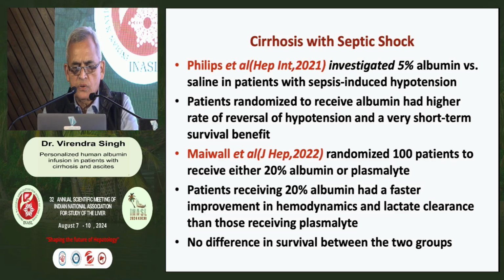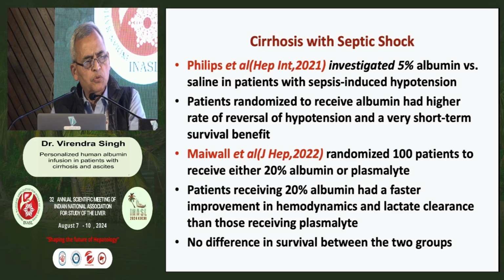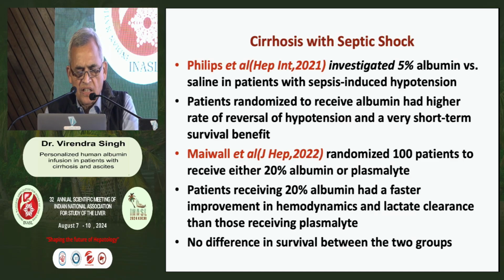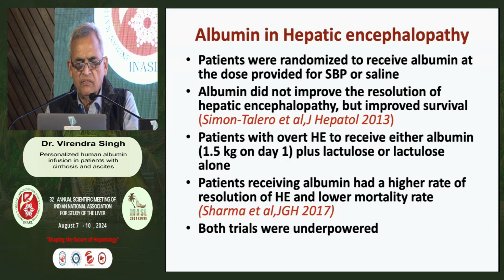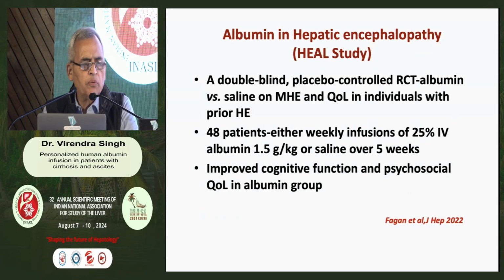Another study also studied 100 patients who received either 20% albumin versus Plasma-Lyte. The patients receiving 20% albumin had a faster improvement in hemodynamics and lactate clearance than those receiving Plasma-Lyte, and no difference in survival. Albumin in hepatic encephalopathy has been shown to be useful in these studies. However, these trials were underpowered.